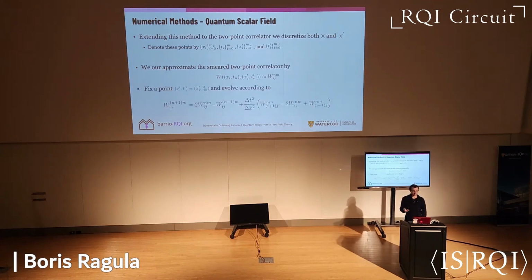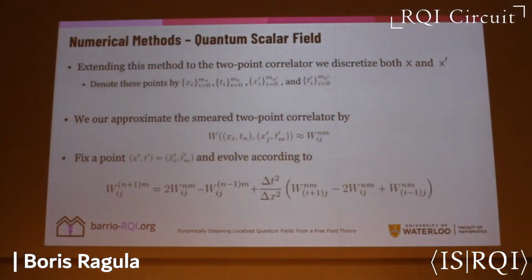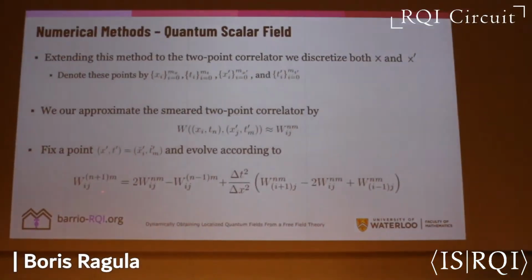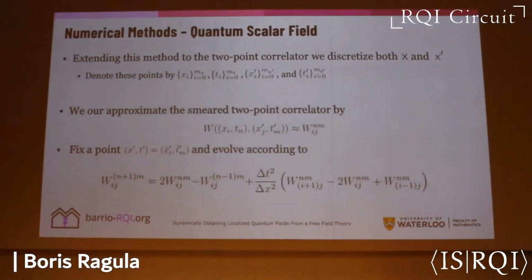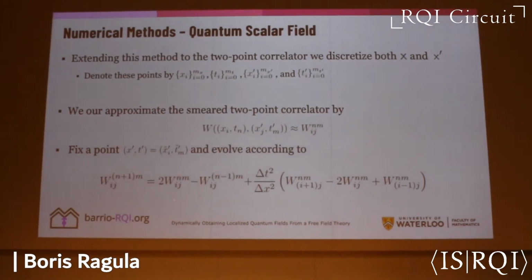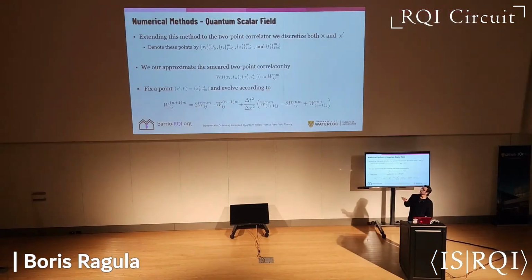And the idea goes as this. You can fix a point. Let's pick x prime and t prime. So we're fixing the points in this second argument here. And then we'll evolve just the first arguments of the function using the same kind of wave equation evolution that we saw from the previous section, where in this case, we keep m and j fixed, and we evolve just the n+1 time steps in terms of the n and n-1 time steps. And this is just an example of what it would look like. You would, in principle, have to fix at some point the xi and tn values and evolve in the primed coordinates as well. But just to give you an idea of how this would work.